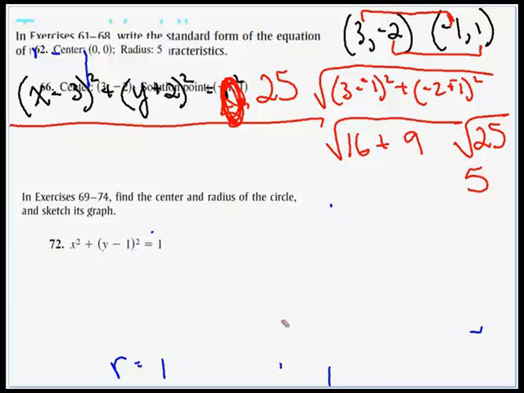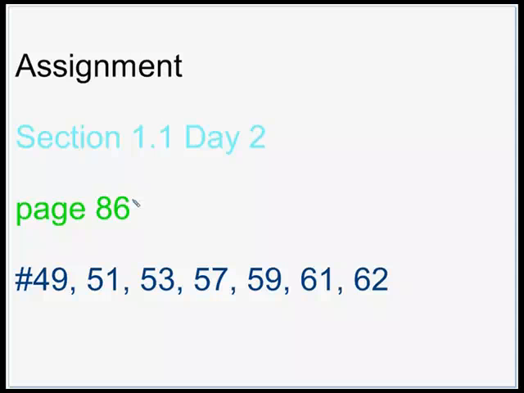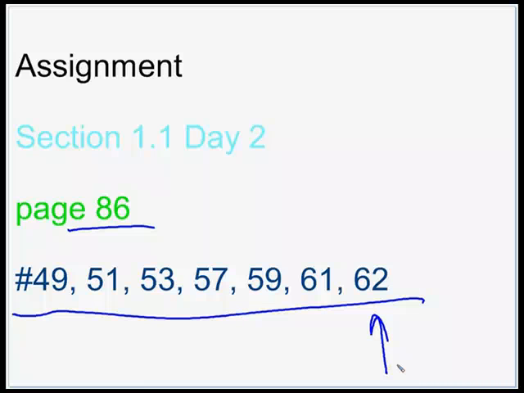And that is the end of 1.1, functions and their graphs. Last night's homework was a worksheet. For tonight, it is some problems from the book. Page 86. Here's your problems. Pay special attention to the even numbered ones.